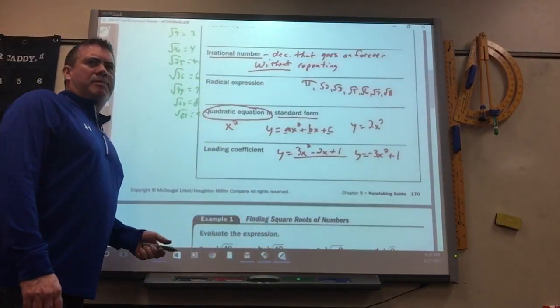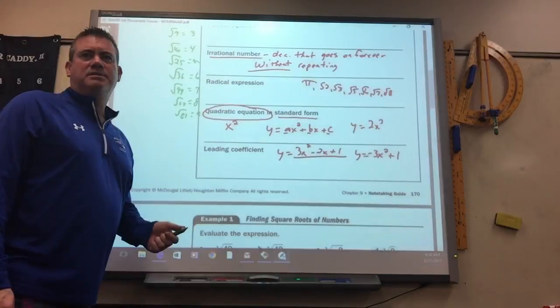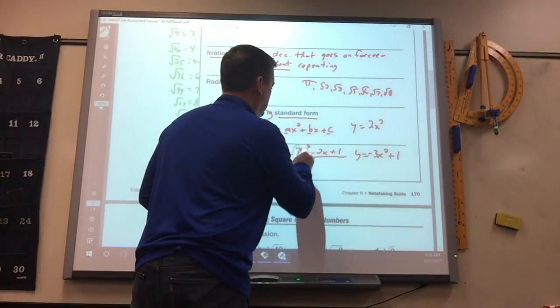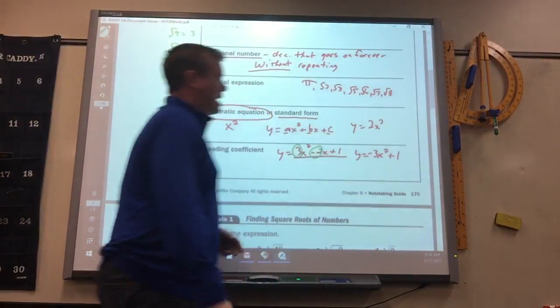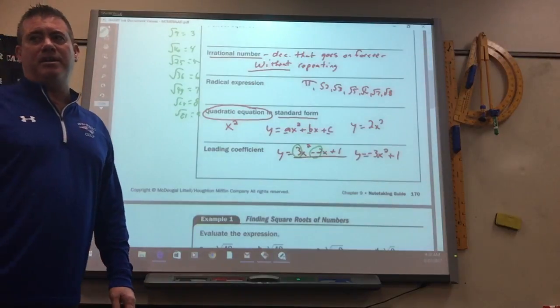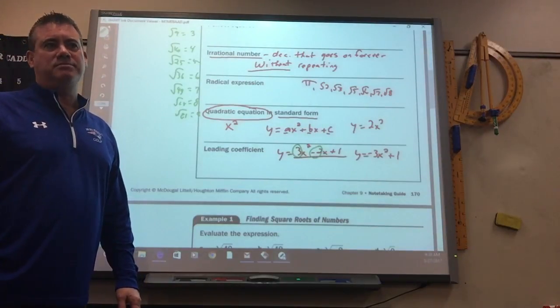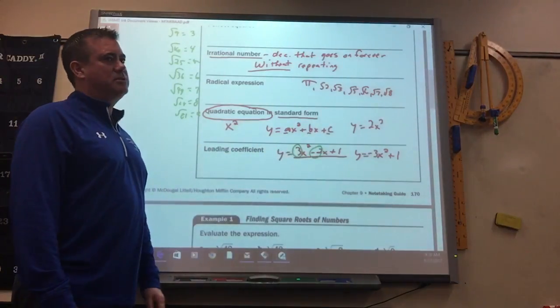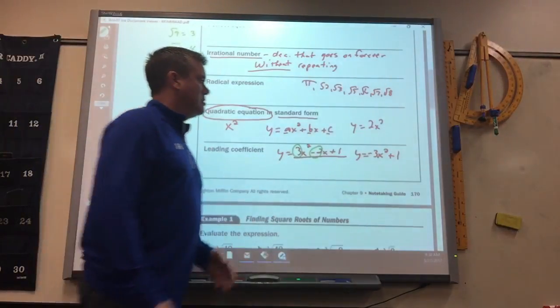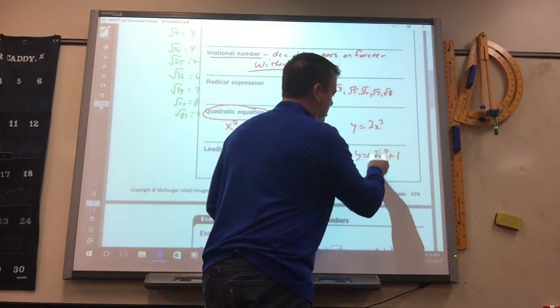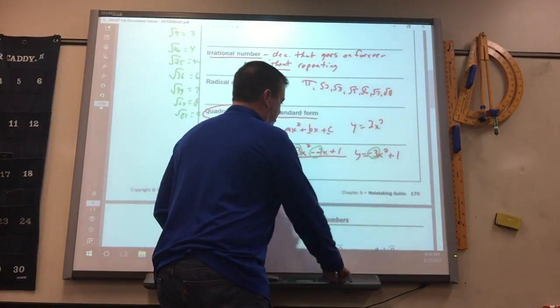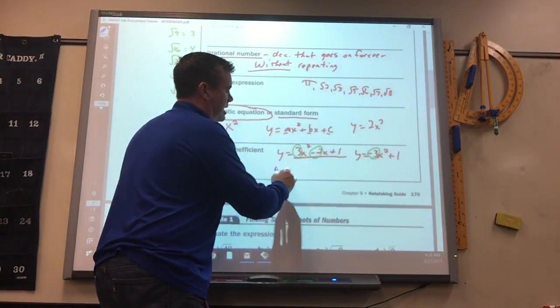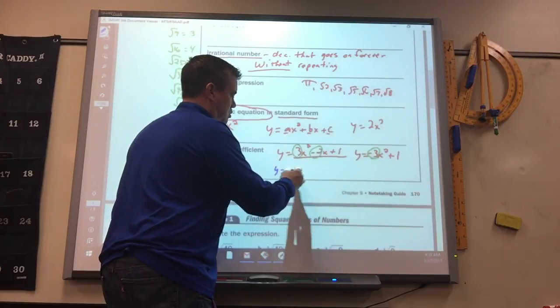The leading, do you remember what coefficients are? A coefficient is a number in front of a letter. Okay? So if you had to guess in this one, what's the leading coefficient? 3. The leading coefficient here? 3. Now, if they wrote this not in standard form, I'll just mix one up.